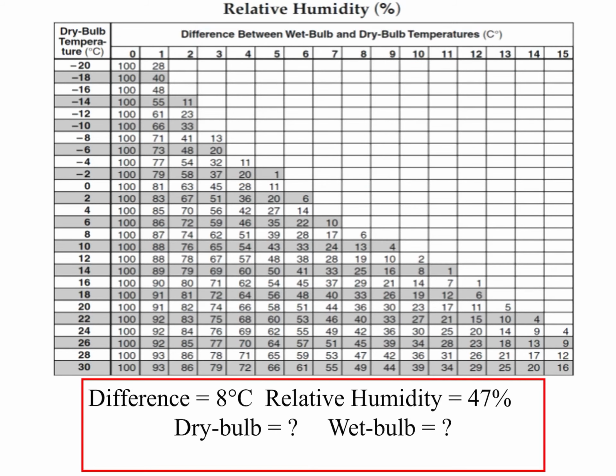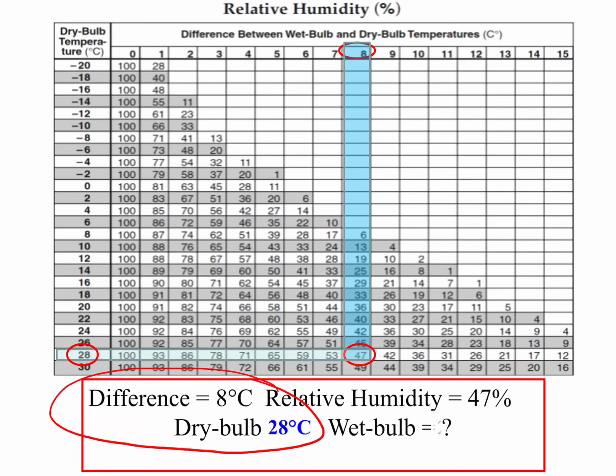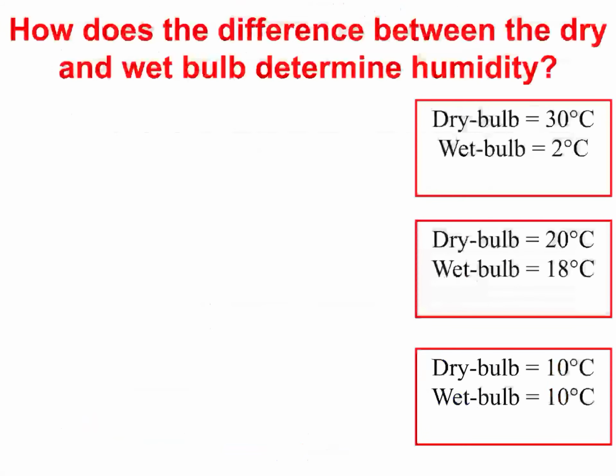Okay? Last one. The difference is 8 and the relative humidity is 47. So this is one of those questions where we're working backwards. So the difference is 8. Go down till you hit 47. You could find the dry bulb, which is 28. Finding the wet bulb, you subtract, right? If you have the difference and the dry bulb, you just subtract to get 20.